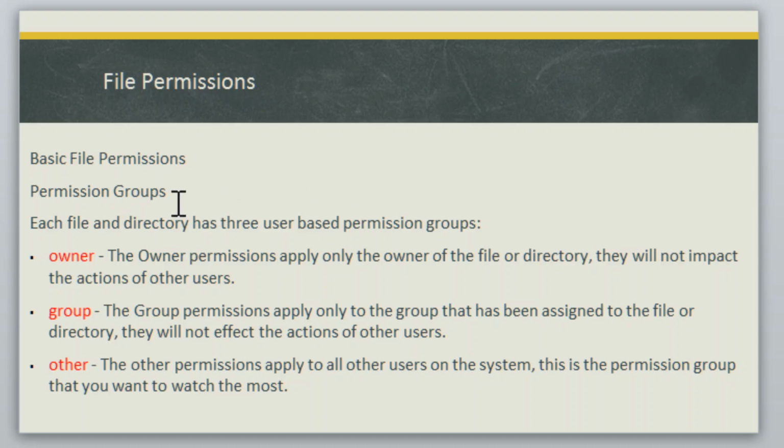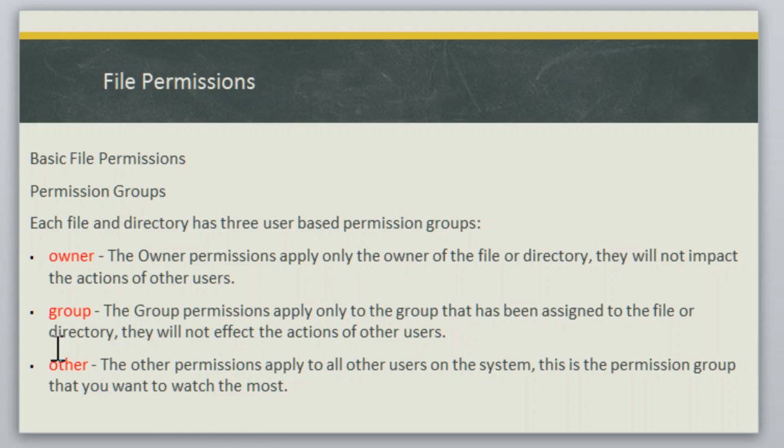So each file and directory has 3 user-based permission groups. First one's going to be owner. The owner permissions apply only to the owner of the file or directory, and they will not impact the actions of other users. Next, we have the group. The group permissions apply only to the group that has been assigned to the file or directory. They will not affect the actions of other users.